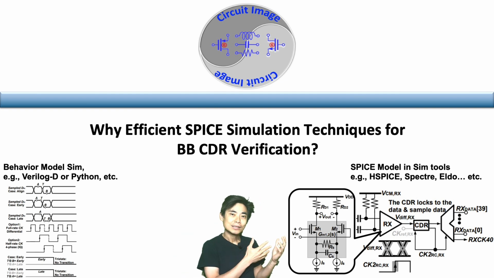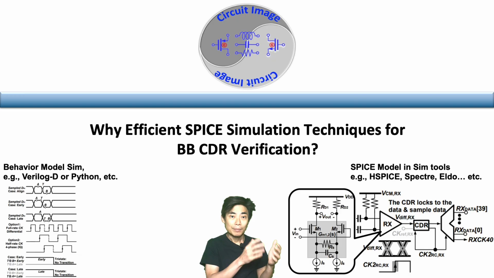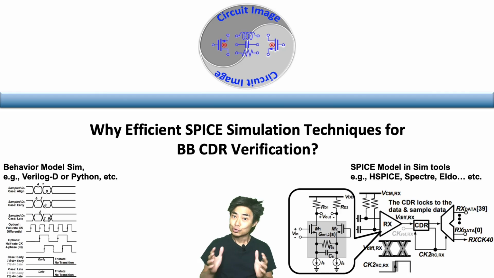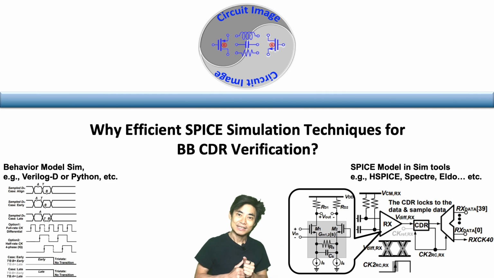But on the right, we have SPICE simulations like HSPICE, Spectre, or Eldo. These go much deeper. They model real transistor-level effects like mismatch, parasitics, and noise. They reflect what really happens in silicon. So our goal today is to combine the speed of a behavioral simulation with the accuracy of SPICE.